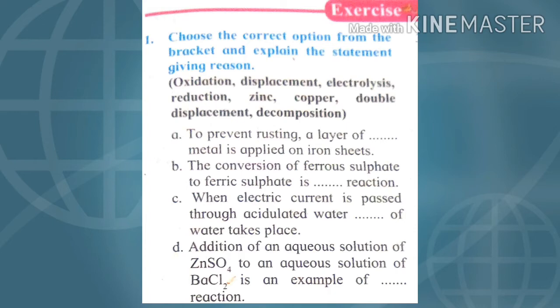Number 4: addition of aqueous solution of zinc sulfate to an aqueous solution of BaCl2 is an example of dash dash reaction. It is double displacement reaction. This is because white precipitate of barium sulfate is formed.